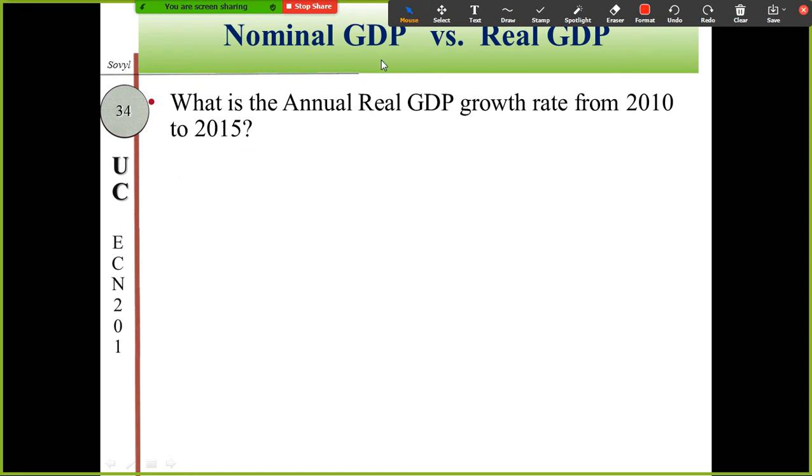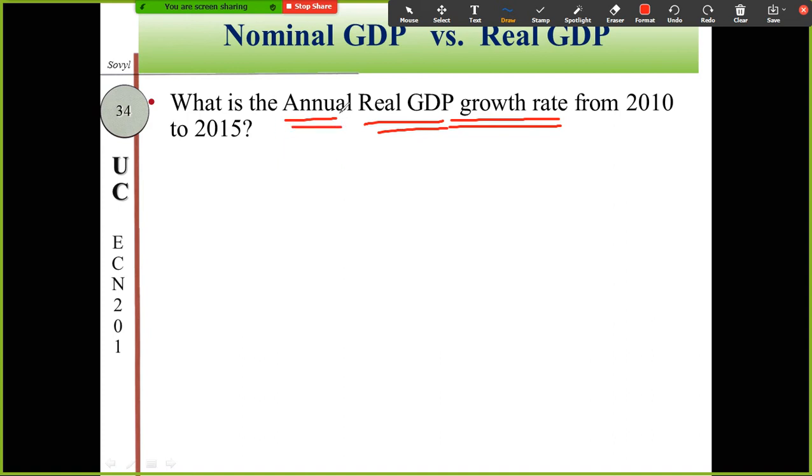This is the other one, in order to find growth rate. Real GDP growth rate, annual. What does annual mean? Annual means per year or yearly. So what is the annual real GDP growth rate from 2010 to 2015? Okay, this is growth rate.